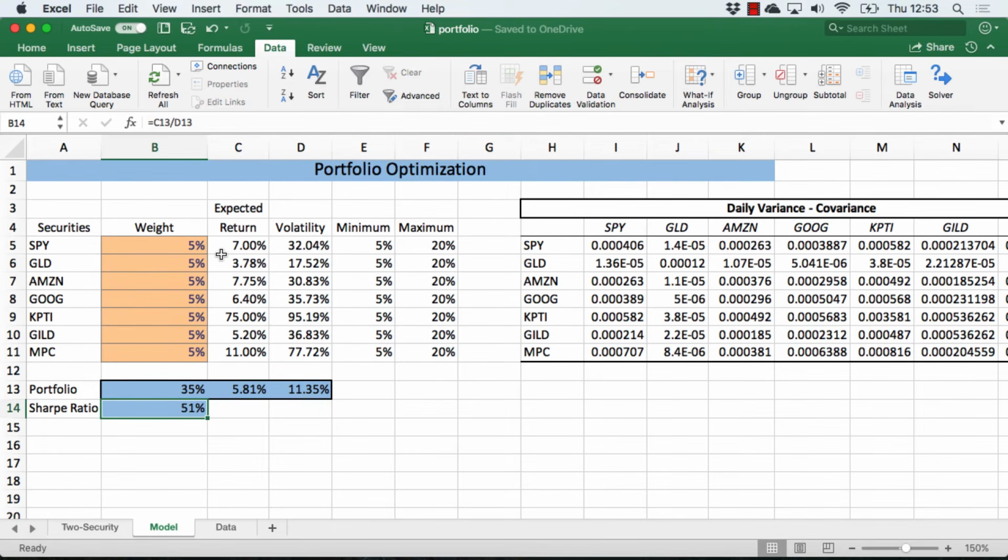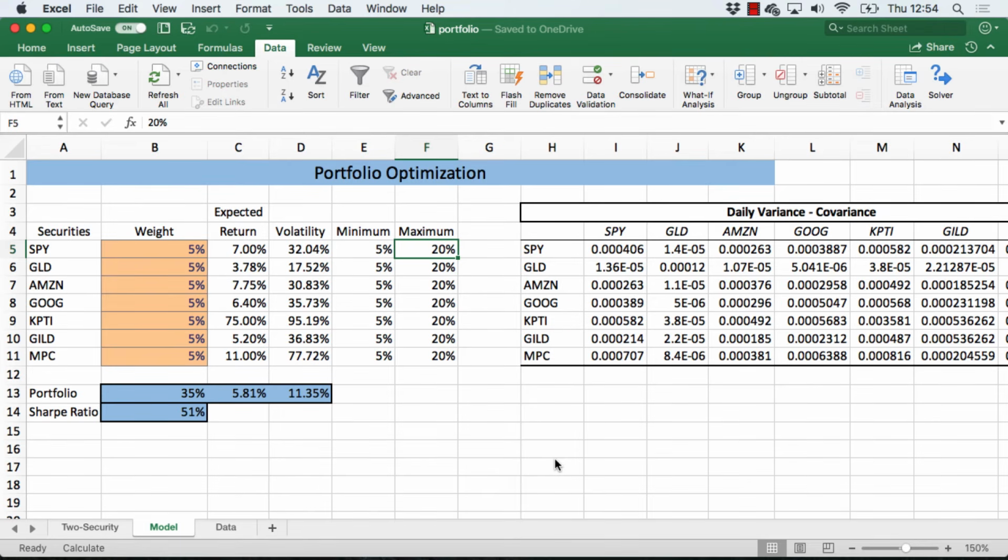Since we don't really know what these returns are going to be in actuality, if this is our chosen portfolio, we're going to make sure that we at least invest a little bit. So we're going to set a bottom threshold of no less than 5% in each security. And then we don't want to concentrate too much, so we're going to set a maximum of 20% in each security. Once our model is all set up, we're ready to solve for the optimal weights.